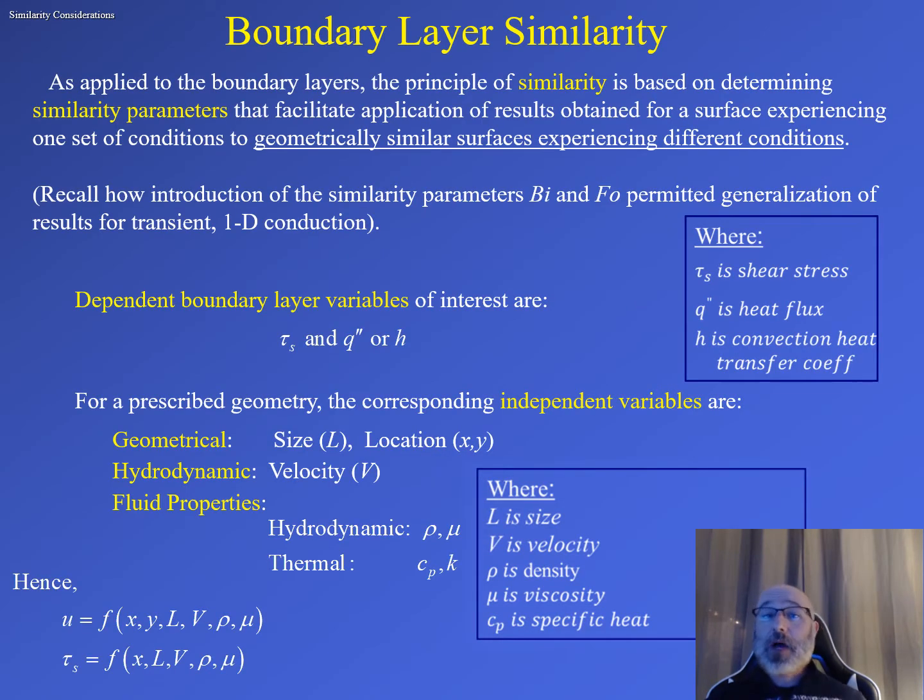So as we jump into our module 10.2, the first topic we want to take a look at is our boundary layer similarity. So as applied to the boundary layers, the principle of similarity is based upon determining the similarity parameters that facilitate application of results obtained for a surface experiencing one set of conditions to geometrically similar surfaces experiencing different conditions. Next, we want to recall how the introduction of the similarity parameters, our Biot number and Fourier number, permitted generalization of the results for a transient 1D conduction.